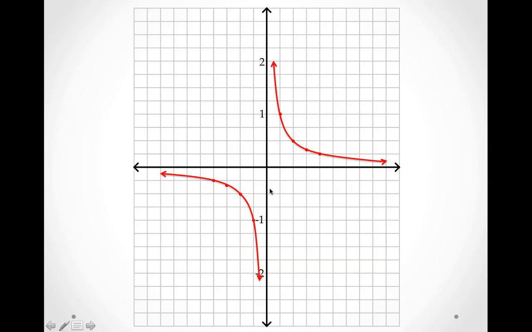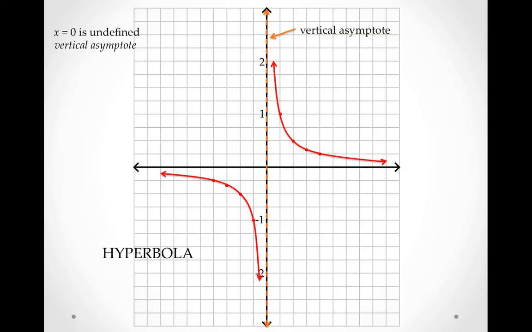Because of that, this line now sort of becomes an invisible barrier between two different sections of our graph. These two sections are what's called a hyperbola. So the shape of this graph with the two separate curves is called a hyperbola, and this invisible barrier between those two curves is what we call a vertical asymptote. So our y-axis in this case is serving as a vertical asymptote, and our graph cannot touch or cross that asymptote. And that's all due to the fact that if x equals 0, we get an undefined value.